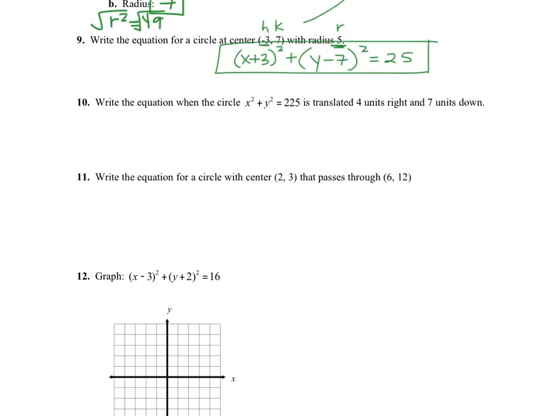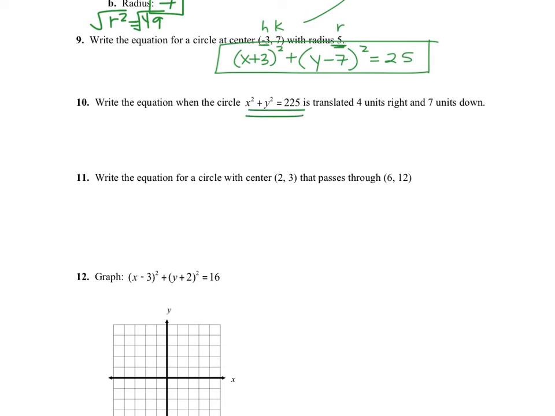All right, write the equation of the circle x² + y² = 225. So remember here, your center is at (0, 0). And what it's saying is it's translated 4 units to the right and 7 units down. Well, think about if you're at (0, 0), and you go 4 units to the right and 7 units down, now your center of your circle is going to be at (4, −7).